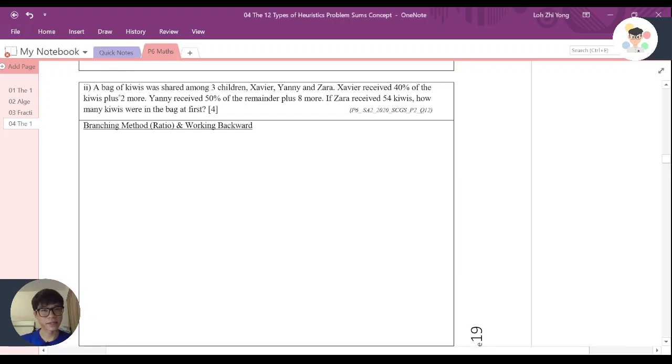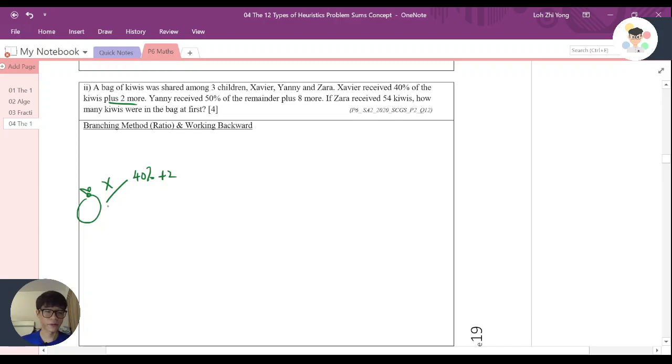Now here says that a bag of kiwis was shared among 3 children, Xavier, Yanni, and Zara. So let me just quickly write. There's a bag here, and was shared among 3 children. First is Xavier, then later Yanni and Zara. So Xavier received 40%. So it will be 40% of the kiwis plus 2 more. So I have plus 2 more.